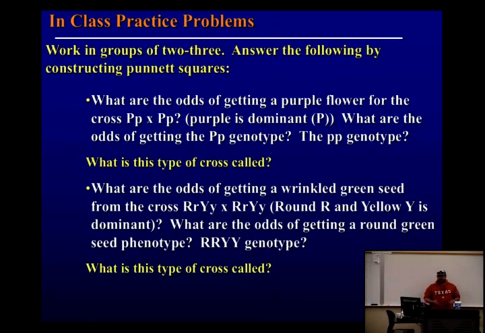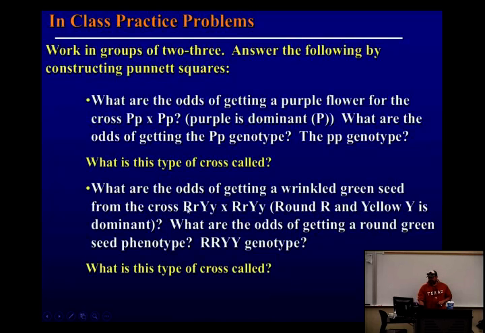So on the test, you could do a bunch of Punnett squares, or you could memorize the ratios. It's up to you. What kind of cross is this, by the way? What do we call it when it's between two heterozygotes? It's a monohybrid cross. Excellent. So what is this cross? They're heterozygous for 2 traits. What do we call that? Dihybrid. Excellent. So what are the odds of getting a wrinkled green seed from a dihybrid cross?